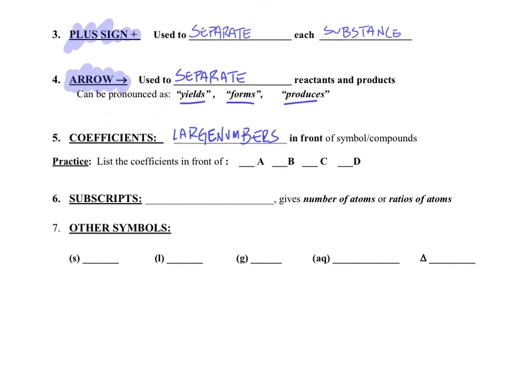So I'm looking down here at the coefficients. The coefficient in front of A, we said, was a 3. The coefficient in front of B was implied as a 1. The coefficient in front of C was 4, and the coefficient in front of D was also implied as a 1.